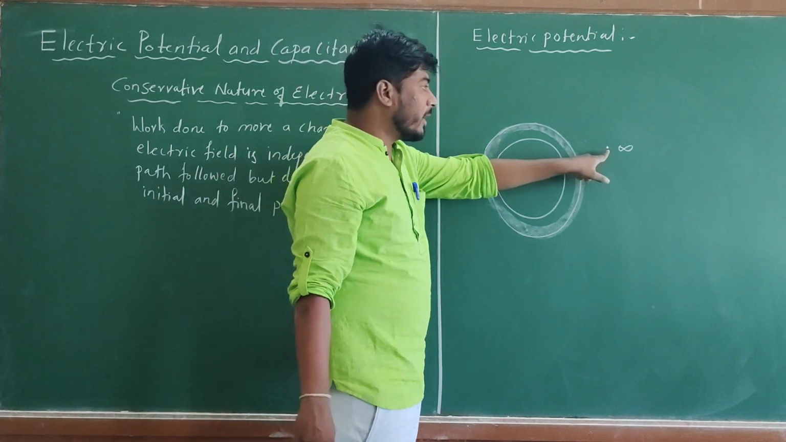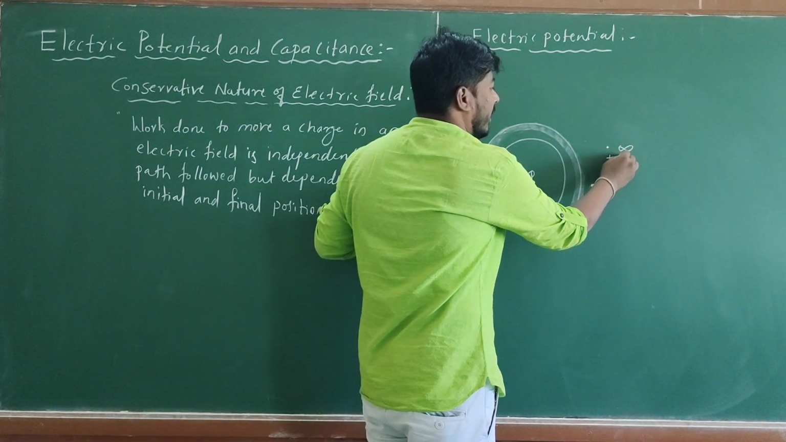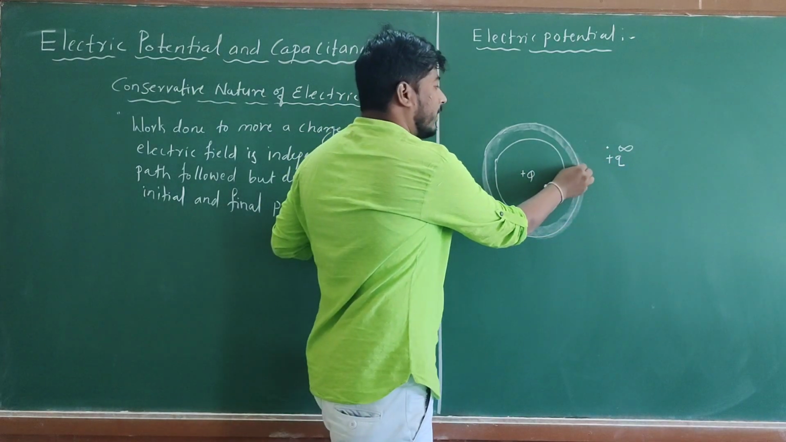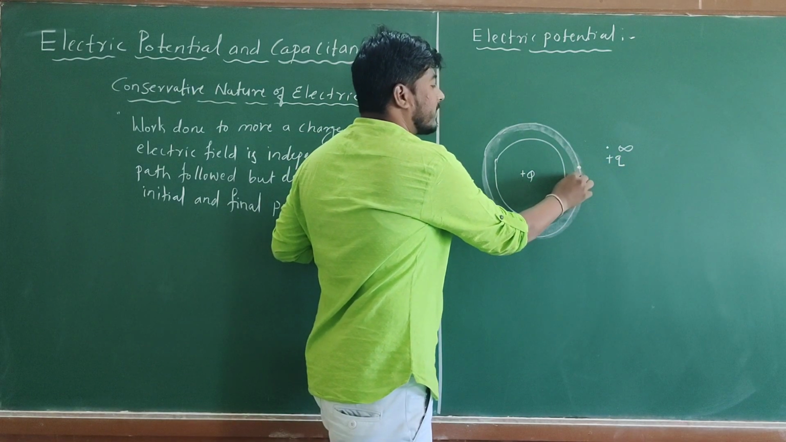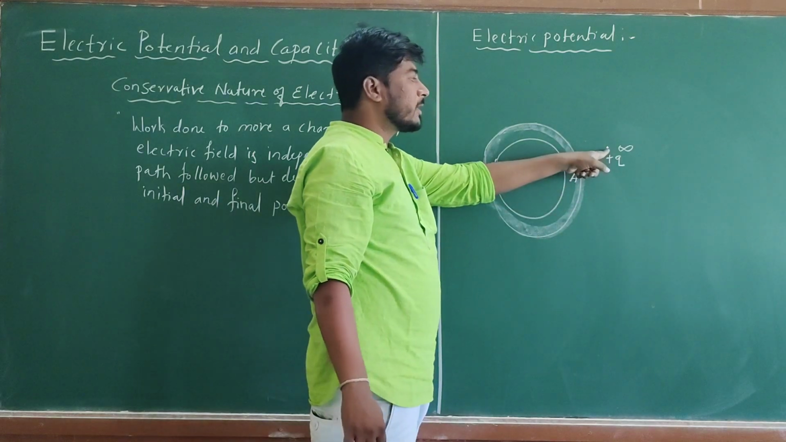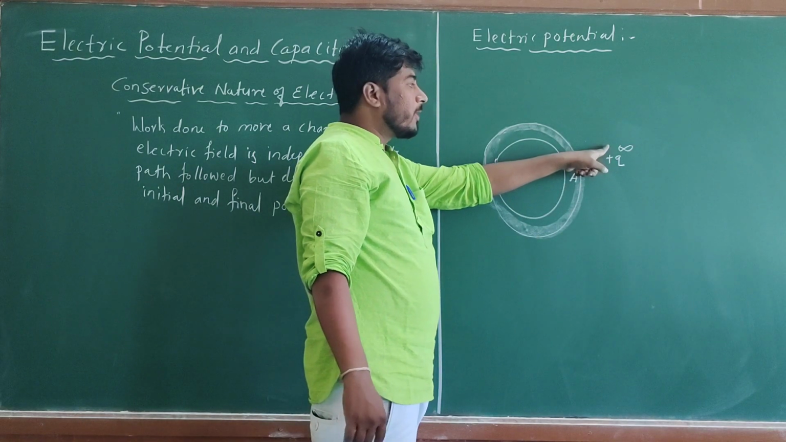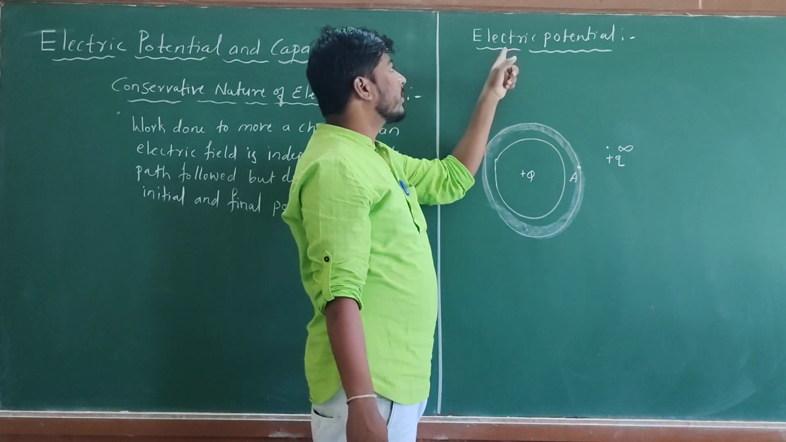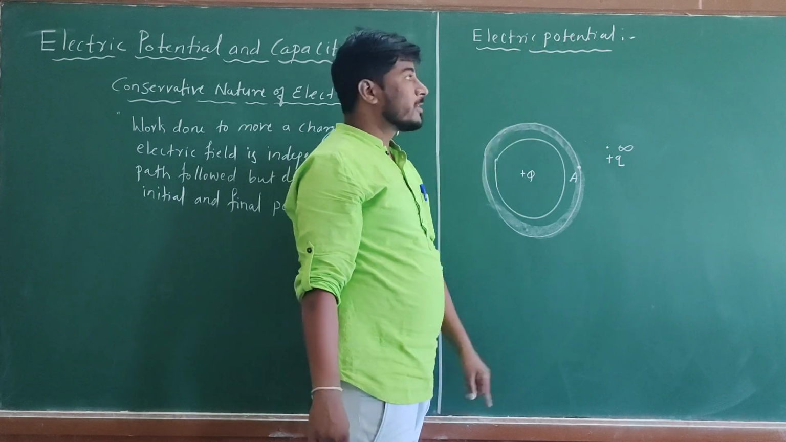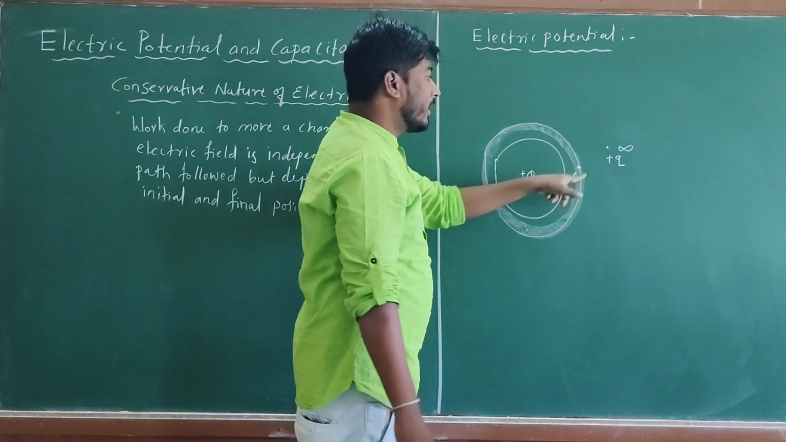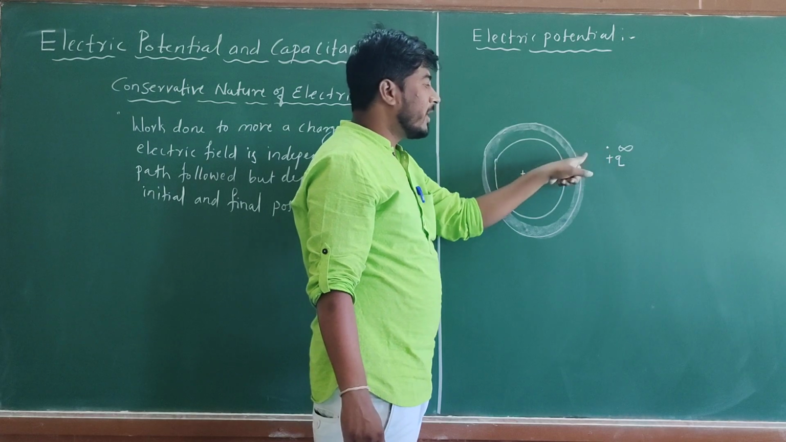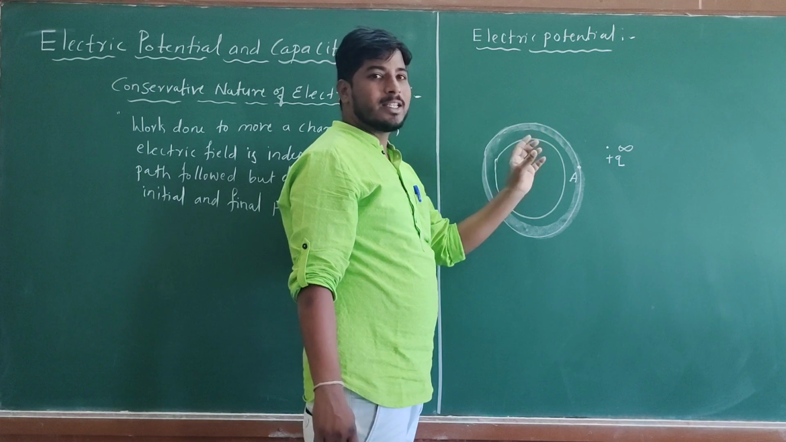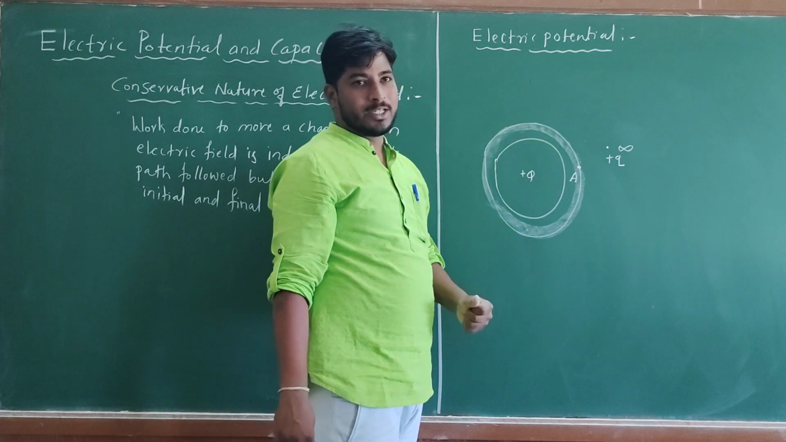So if I want to bring a unit positive charge from infinity to this point, I will call it reference point A. If I want to bring this unit positive charge from infinity to this point, that work done is nothing but the electric potential. So we define that work done to move a charge from infinity to that point against the electrostatic field is nothing but what? My electric potential.